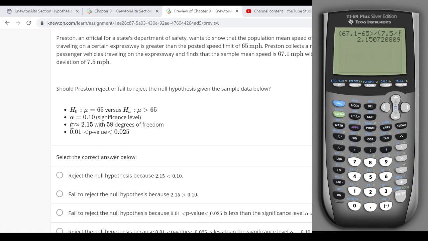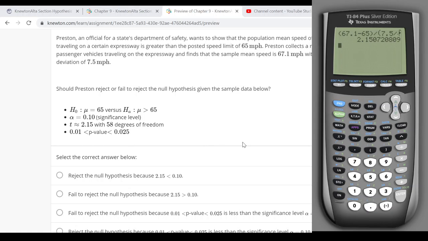The t-score, the test statistic, is approximately 2.15, and we're talking about a t-distribution here with 58 degrees of freedom. Remember, for these one-sample tests for a mean, the number of degrees of freedom for the Student's t-distribution is the sample size minus 1. And then they're telling us that the p-value for this test statistic is between 1% and 2.5%.